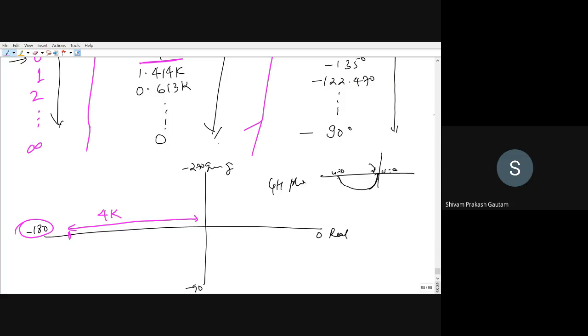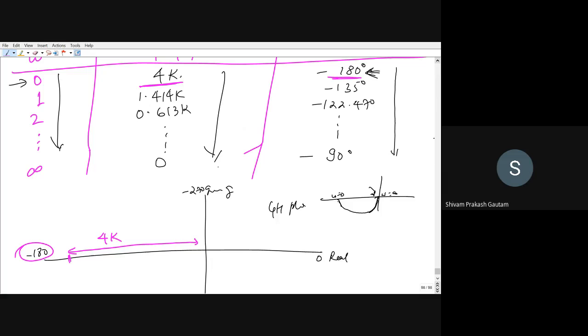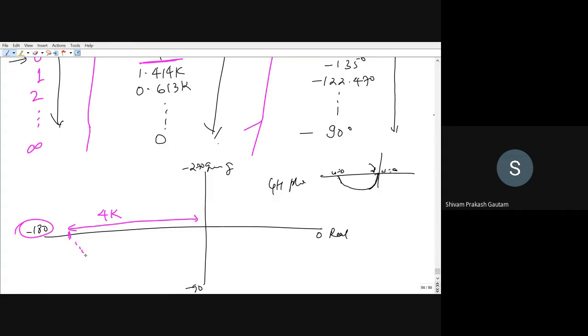And when you increase the frequency, you can see your phase is going to minus 135. So minus 135 you will get somewhere here, between minus 180 and minus 90. So our plot will go in the downwards direction. And when you put omega equal to infinity, your phase becomes minus 90. That means it is tangent to the minus 90 line, and your magnitude becomes 0. Magnitude 0 means it is at the origin. So you can draw it like this.